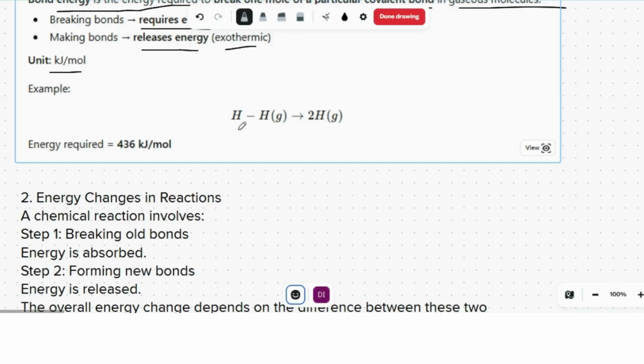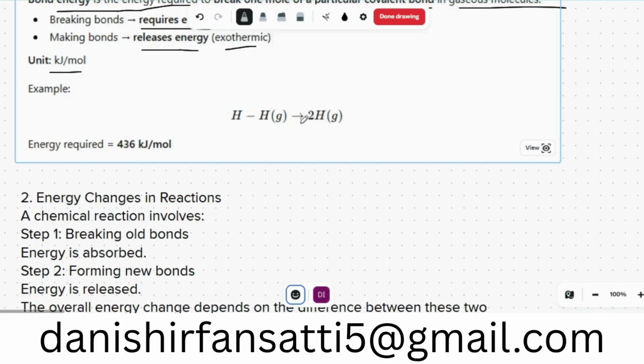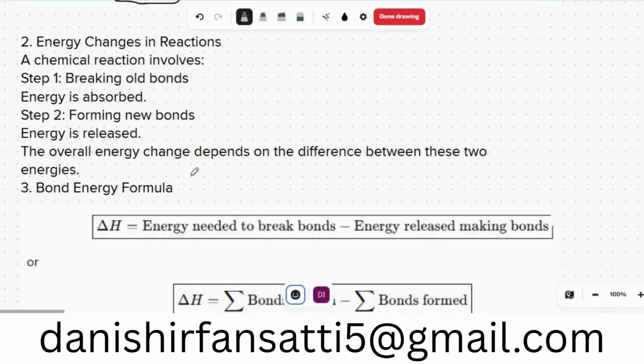So, for example, H bond with H in gaseous form will give us 2H in gaseous form. So the energy required is 436 kilojoules per mole.